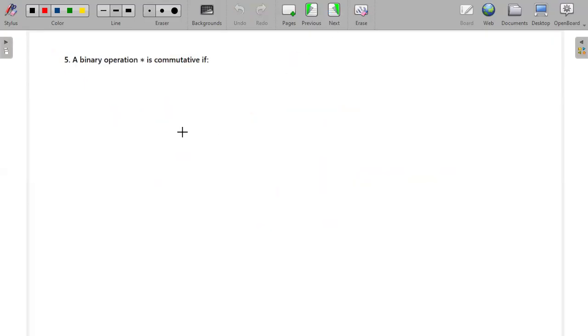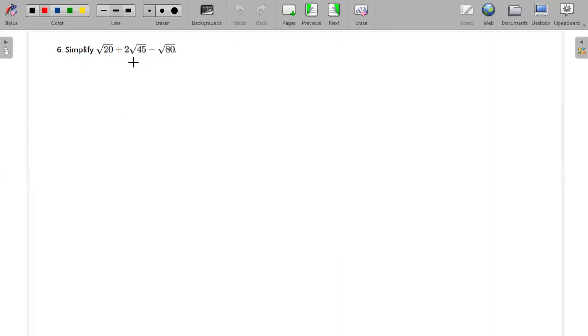All right, move on to question 5. Question 5, they're saying a binary operation star is commutative if A star B is equal to B star A. If this is achieved, then we say that the binary operation there is commutative. Okay, number 6, they're saying simplify root of 20 plus 2 root of 45 minus root of 80.